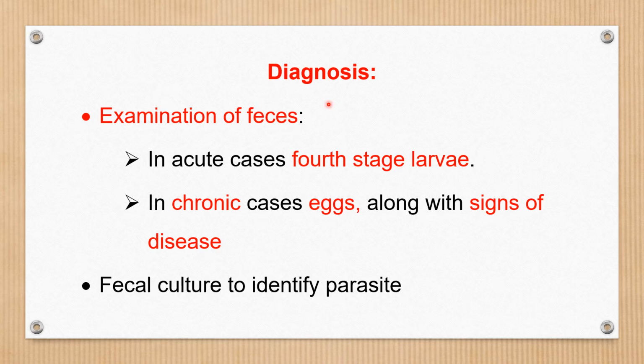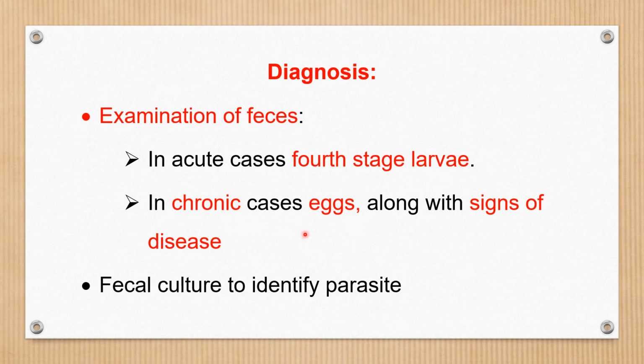Diagnosis: examination of the feces. In acute cases, the feces contain fourth stage larvae, which can be visible with the naked eye or with a magnifying glass. In chronic cases, presence of eggs. In acute cases, the larval stages are young, they are not adult, they don't lay eggs. So in acute cases, larvae are found.